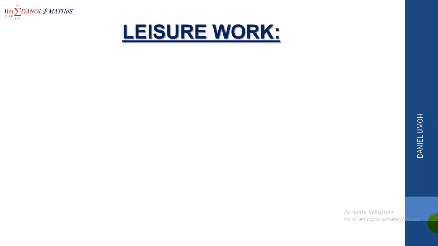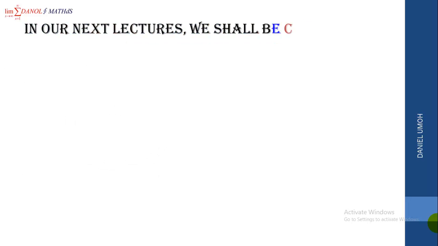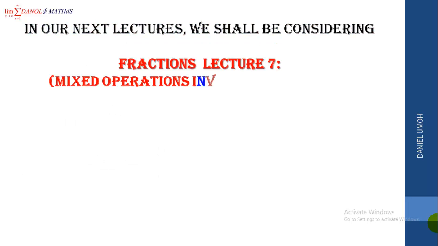Okay, let's give you something to play with. Now, take down this question. Simplify the following. A, 4 whole number 3 over 4 minus 1 whole number 5 over 8. B, 2 whole number 3 over 4 plus 3 whole number 2 over 5 minus 1 whole number 2 over 3. See you in our next lectures, because we've come to the end of this particular lecture.